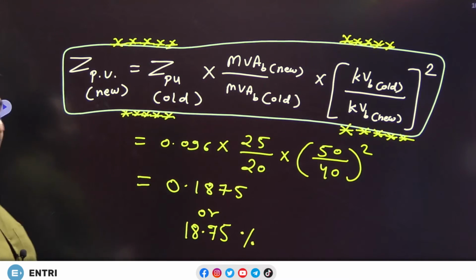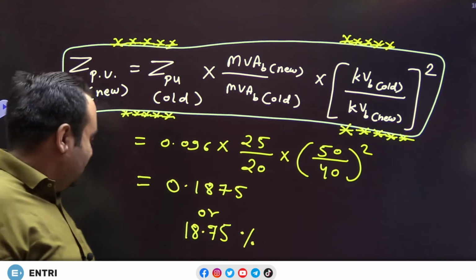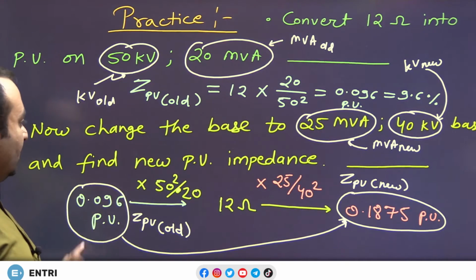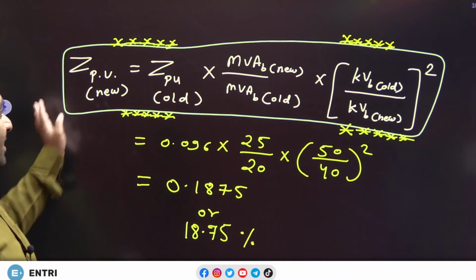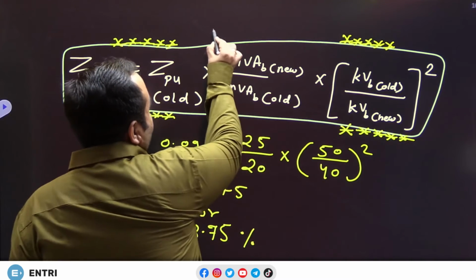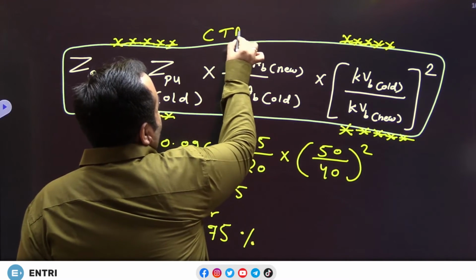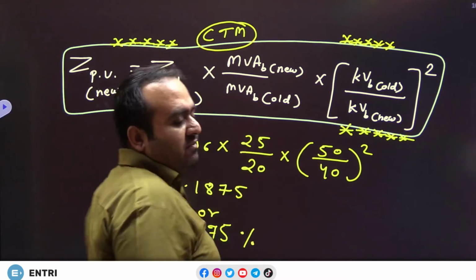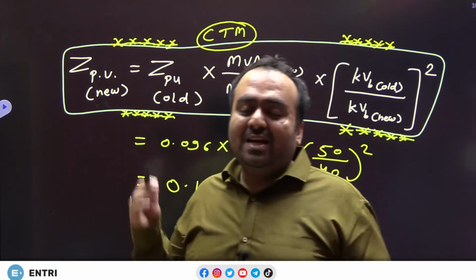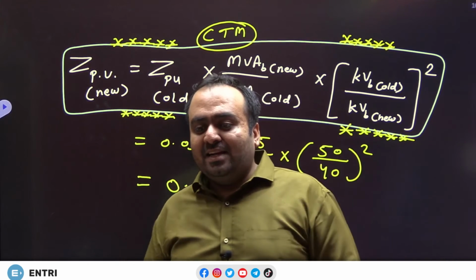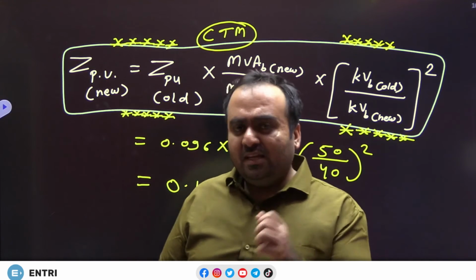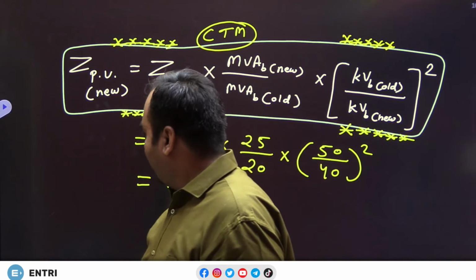So I will again like you to pause here and recollect and just commit this to your memory. CTM, commit to memory. These equations will be giving you marks in the paper of power system. That's why we are just making it an important one and decorating with stars. All right, let me put the next problem in front of you.